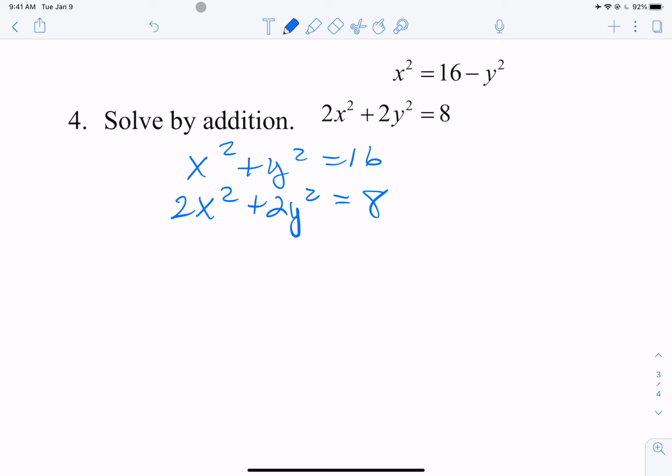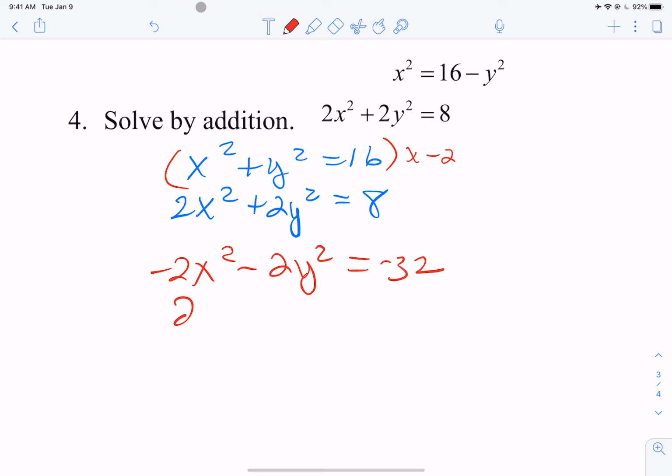Now, in order to do this one, we want to eliminate either our x's or y's. It doesn't matter. Let's get rid of the x's, why not? Well, this one's already a 2. So if I multiply that by negative 2, the x's are going to disappear. When I multiply this times negative 2, I get negative 2x squared minus 2y squared equals negative 32. And then I get 2x squared plus 2y squared equals 8. The bottom equation I didn't change at all, I just wrote it again. The top equation I multiplied by negative 2.